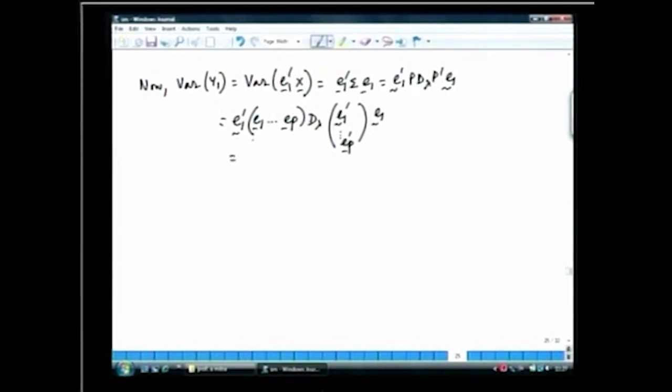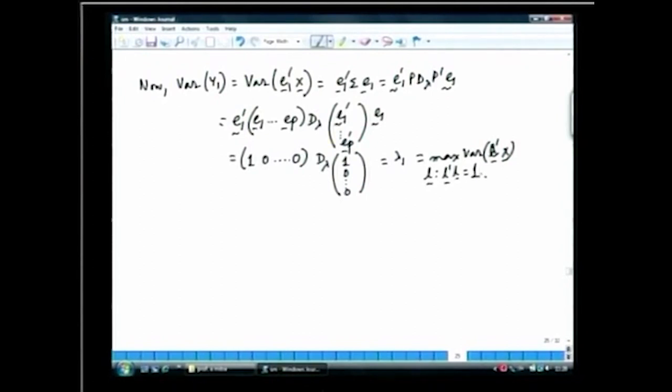By the fact that these Ei's are orthonormal, this operation, combining this vector and this matrix, is going to give me the vector 1 followed by 0, and here I have the diagonal matrix, and similarly the vector here. So this is nothing but lambda 1, because the first diagonal element of D lambda is lambda 1, and only this comes into the picture with 1 as the member. So that is essentially 1 times D lambda, which is lambda 1, which is equal to the maximum of the variance of L prime x, the maximum over L such that L prime L is equal to 1. This is equal to the maximum variance which we have seen just now.